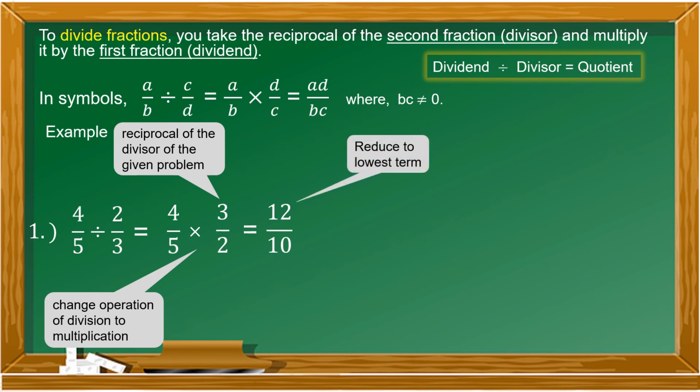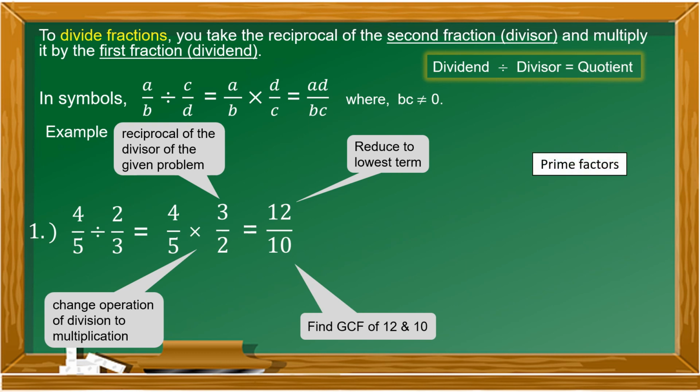Then reduce this to lowest term. This is not the final answer yet. Find the GCF of 12 and 10 using prime factors. The prime factors of 12 are 2 times 2 times 3. The prime factors of 10 are 2 times 5. What they have in common in their prime factors is 2.